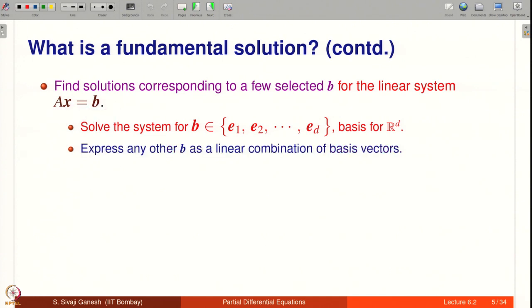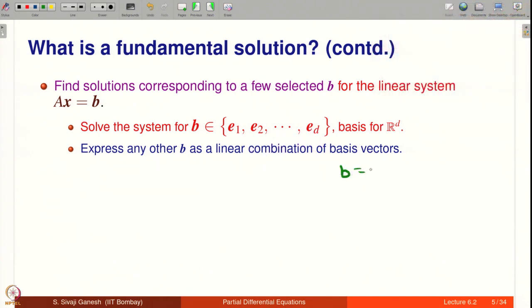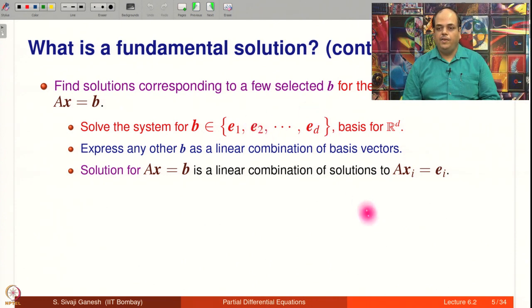Express any other b which the customer gives you as a linear combination of these basis vectors, which is very easy. If b = (b1, b2, ..., bD), then b is nothing but b1 e1 + b2 e2 + ... + bD eD. So, you know readily what the coefficients appearing in this combination are. The solution for Ax = b is a linear combination of these solutions xi, which solve A xi = ei.